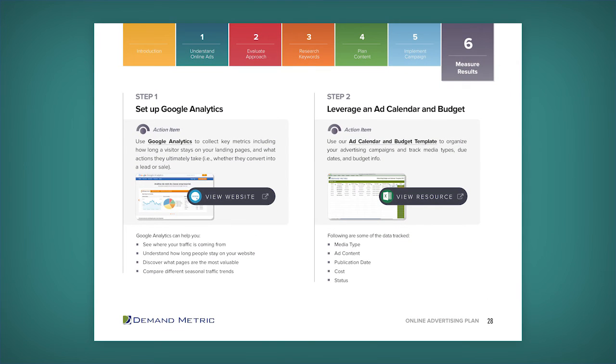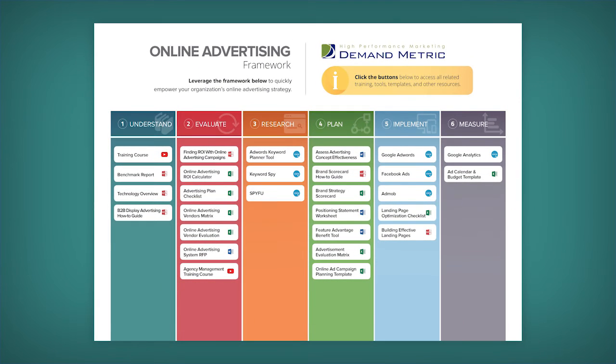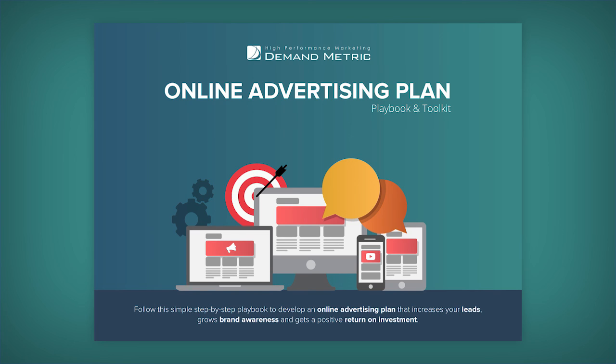And here we first start by setting up your Google Analytics account and then leveraging an ad calendar and budget to track your progress. Remember, you can access all these resources in a single page at the start of this guide and on its own with the Online Advertising Framework. Succeed with online advertising by downloading and leveraging this playbook today.